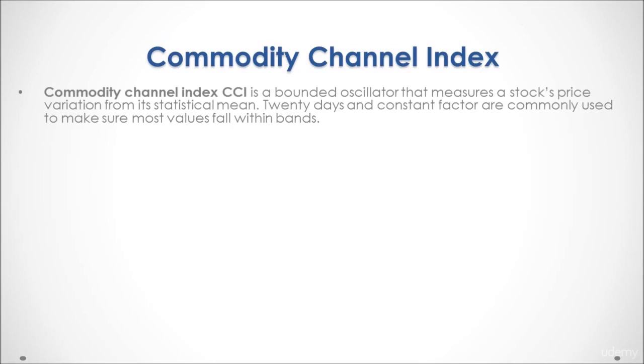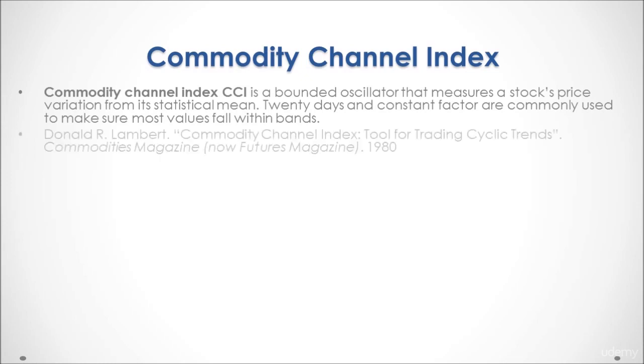Commodity Channel Index is a bounded oscillator that measures a stock's price variation from its statistical mean. 20 days and constant factor are commonly used to make sure most values fall within bands. For full reference, I recommend that you read Donald Lambert, Commodity Channel Index, Tools for Trading Cyclic Trends, published by Commodities Magazine, now Futures Magazine, in 1980.